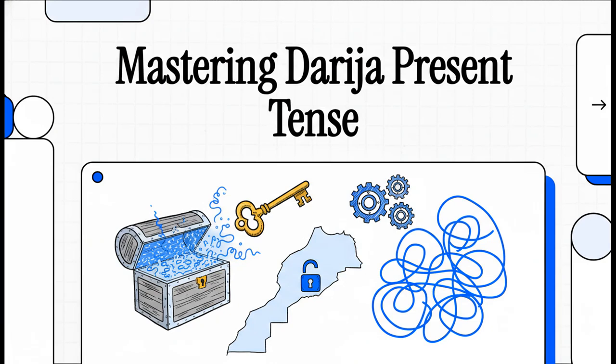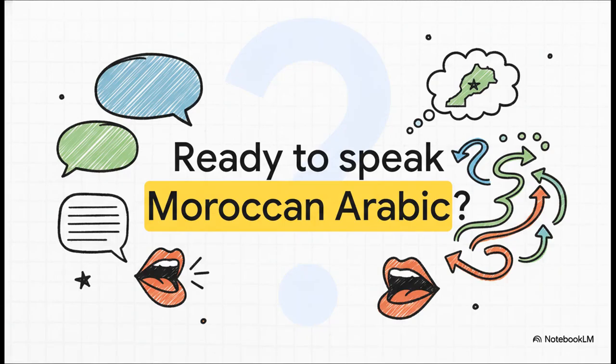Hey everyone, and welcome. Today we are going to crack a linguistic code, one that pretty much unlocks everyday conversation in Morocco. We're diving deep into the present tense of Moroccan Arabic, Darija. And I promise, by the end of this, you're going to have the master key. So let me just ask you straight up. Are you ready to actually speak Moroccan Arabic? I mean, to go from just kind of listening on the sidelines to jumping right into the conversation?